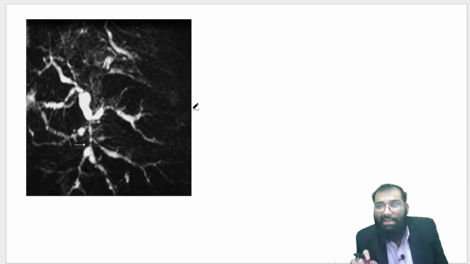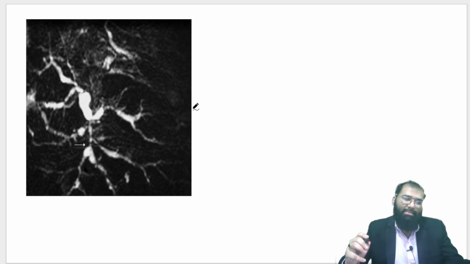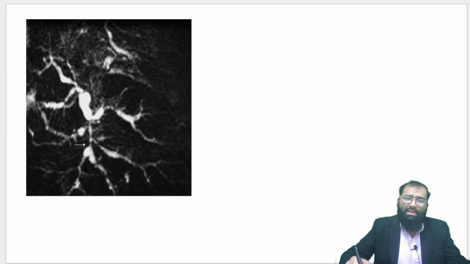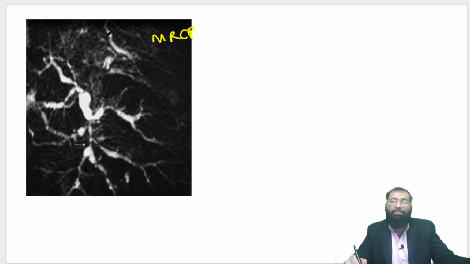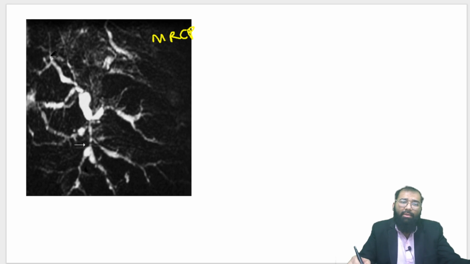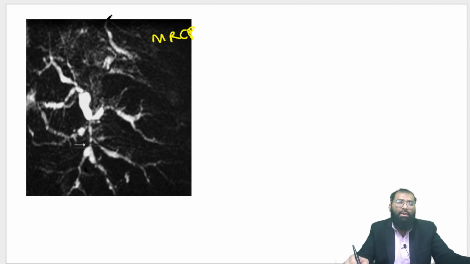Now this was a question which was asked in recent exams. Just last year this was asked. So now if you see here, this is an MRCP image because fluid filled structures are bright. The question was, if the MRCP image is given, you have to tell what disease is associated with the pathology shown in the image below.